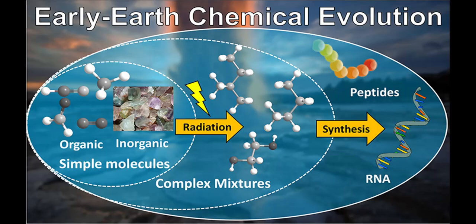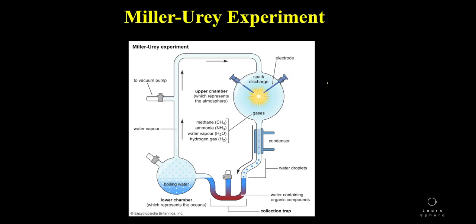So this is a diagrammatic representation of this theory. Firstly, simple organic molecules were there. From inorganic molecules, organic molecules were created, and in the presence of radiation, these were converted into complex structures, and these complex structures polymerized to form RNA and peptide-like structures. The experimental proof was given by Miller and Urey.